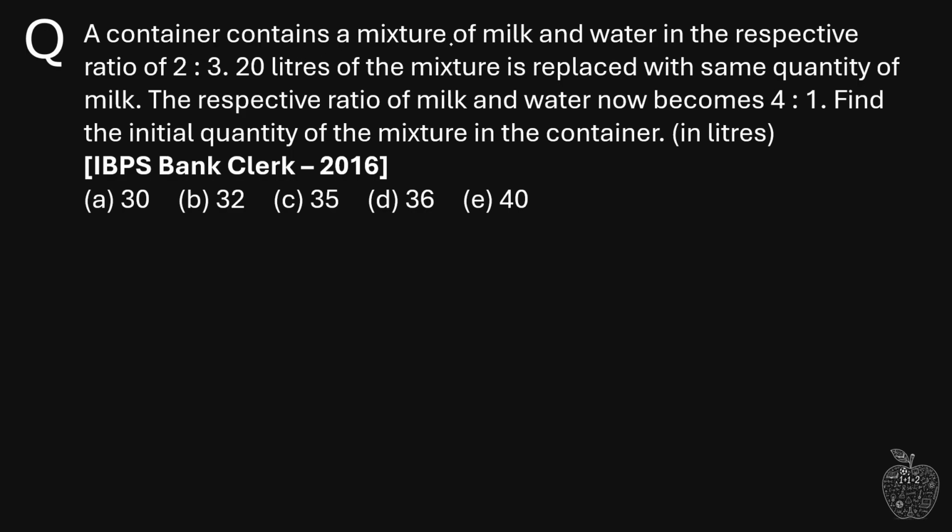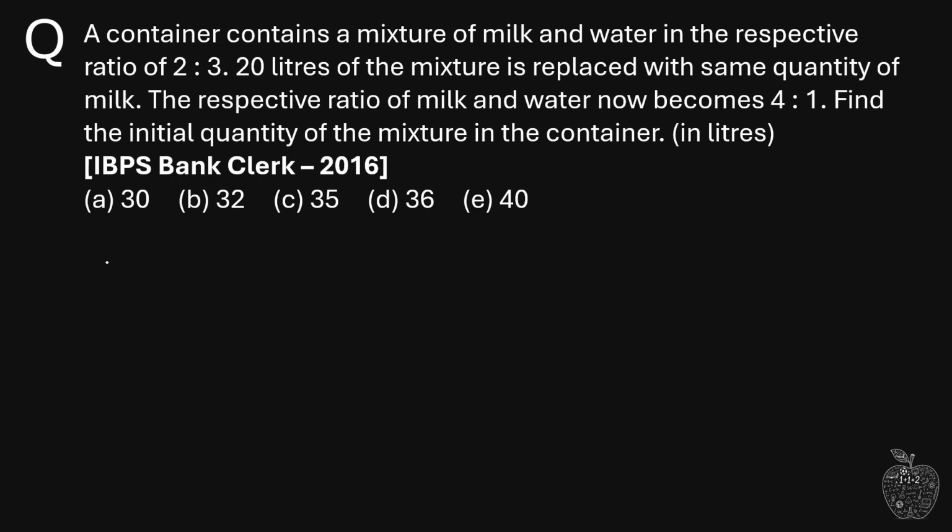A container contains a mixture of milk and water in the respective ratio of 2:3. 20 liters of the mixture is replaced with the same quantity of milk. The respective ratio of milk and water now becomes 4:1. Find the initial quantity of the mixture in the container in liters.